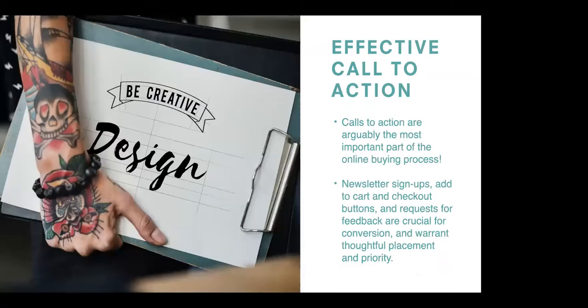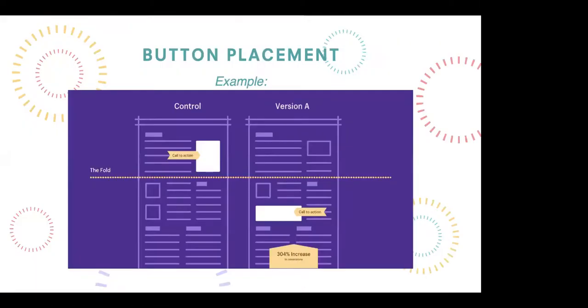Effective call to action is arguably the most important part of the buying process. As I mentioned, this can include newsletter signups, add to cart and checkout buttons, requests for feedback, and these are all crucial for conversion and warrant thoughtful placement and priority. I've got some good examples here. Button placement is really important. In this example, I'm talking about the add to cart button. A request that we see in our theme support team sometimes is to move the call to action or the add to cart button right to the top of the page.